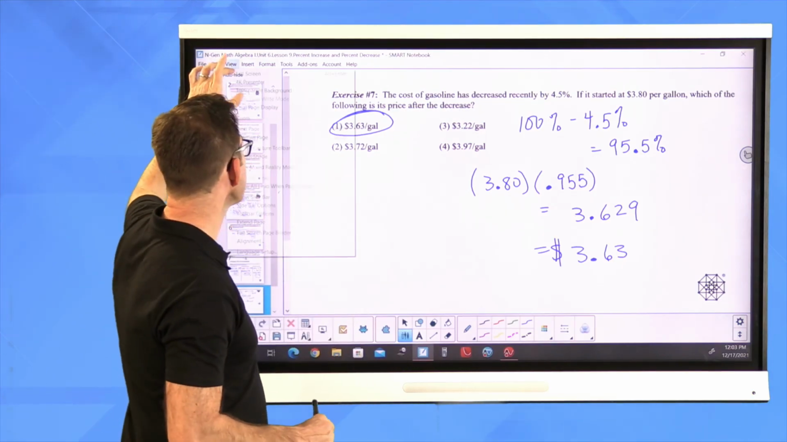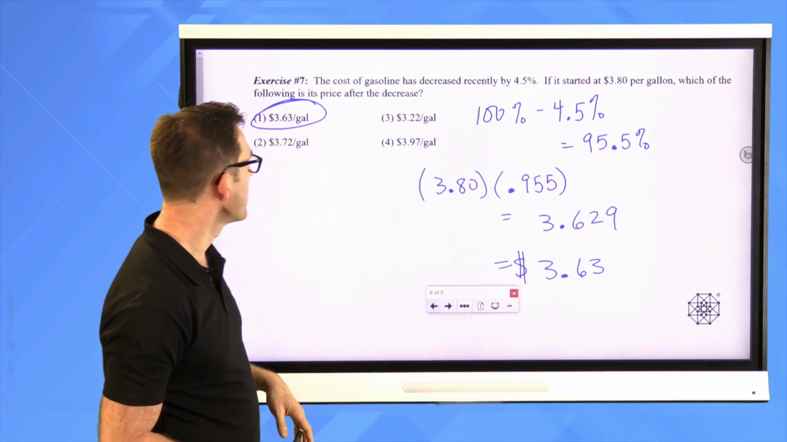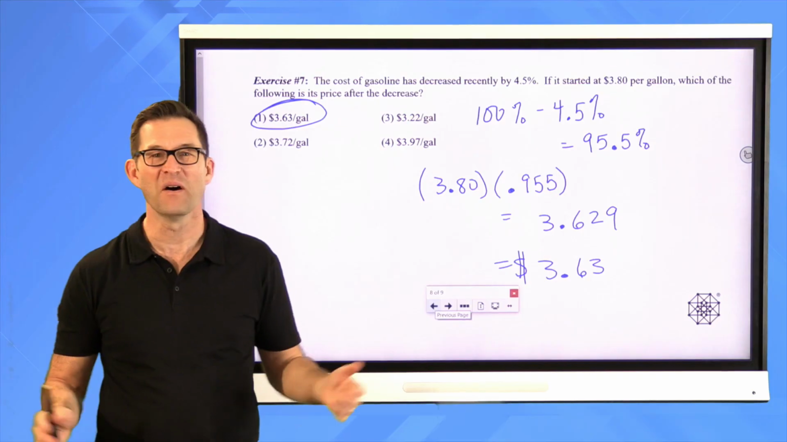All right, let's take a look at one last problem. Or not. Nope, that's it. Sorry, my bad. I thought there was another problem. Apparently I was wrong.